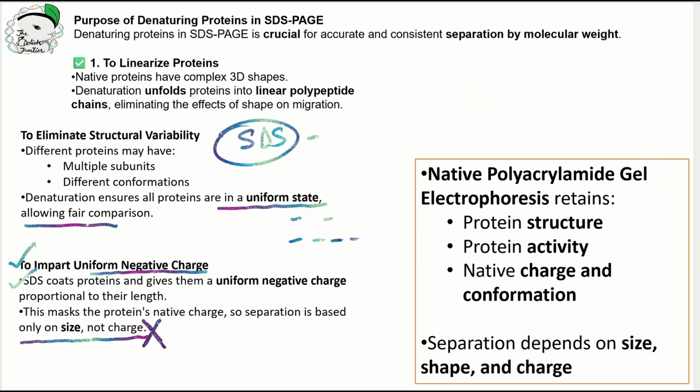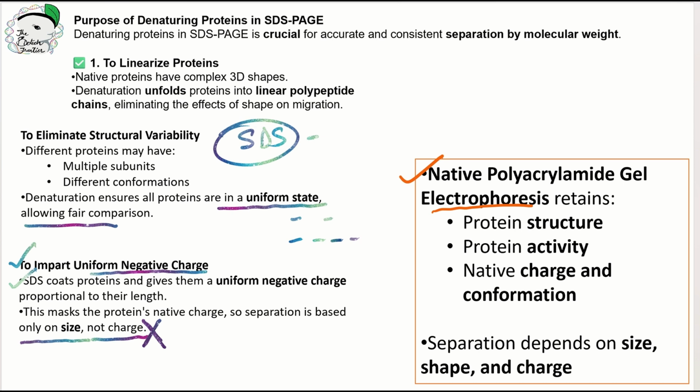On the other side, if we talk about native PAGE, that is native polyacrylamide gel electrophoresis, this type of electrophoresis is used when we want to study the native nature of the protein. Native nature means the way it exists in our body. In the same form, we want to study those proteins. If we want to know how the protein behaves inside our body and what its structure is, for that we need native PAGE.